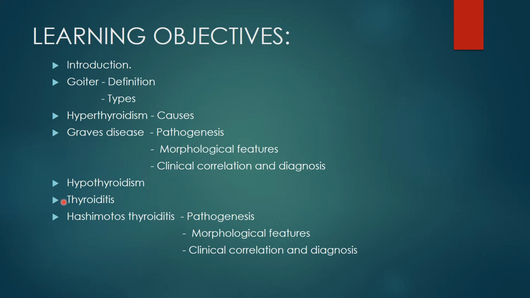And the last, fourth disorder of the thyroid is thyroiditis. We will discuss all its types, and the most important in detail, Hashimoto thyroiditis, its pathogenesis, morphological features, clinical correlation and diagnosis.